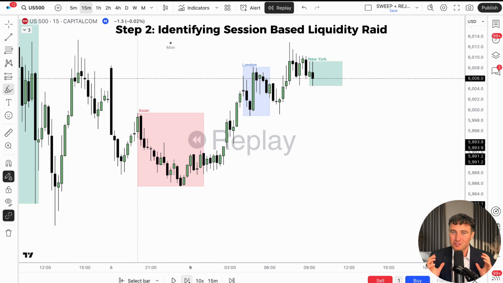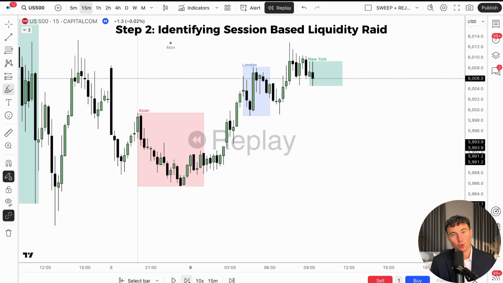Have you ever found yourself turning up to the markets? You think, let's say that the market's going to go higher. So you enter long in the market. What ends up happening is you just get stopped out and then the market continues in your anticipated direction. Well, this is often due to session-based liquidity.